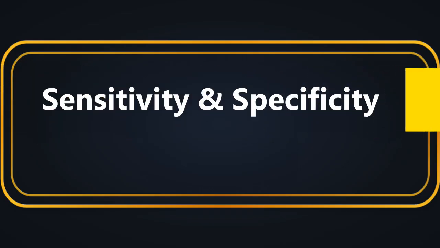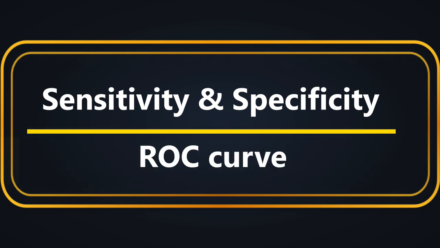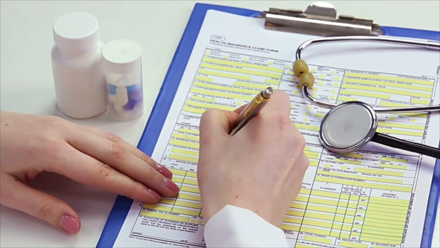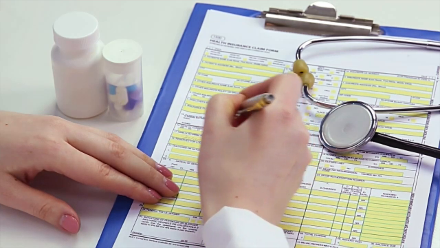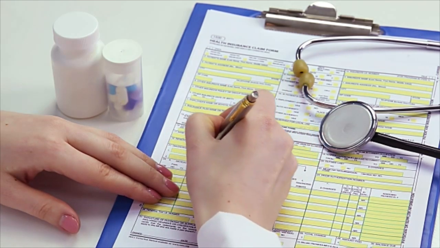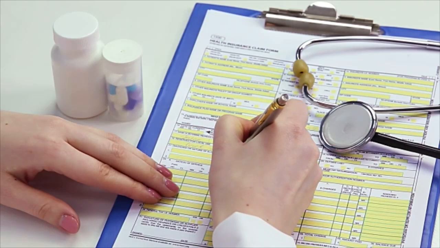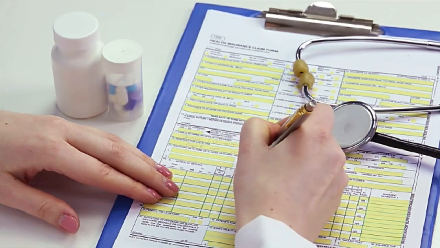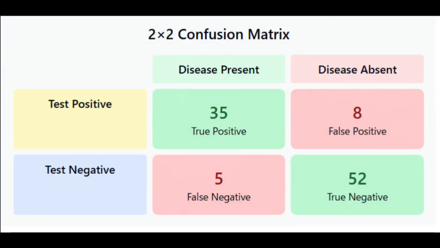Today's topic is sensitivity, specificity, and the ROC curve. Let's start with a simple truth. No medical test is perfect. Sometimes, a test says you're sick when you're not. That's a false positive. And sometimes, it says you're healthy when you're actually sick. That's a false negative. To understand these errors, and how well a test performs overall, imagine a 2x2 table.